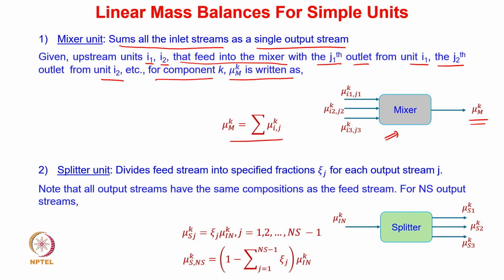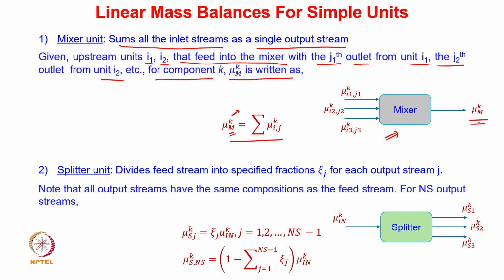So here you can see that this notation mu actually refers to the molar flow rate. Here superscript K represents the component K, whereas the subscript M actually represents the unit. So mu Km is nothing but the molar flow rate of the kth component coming out from the mixture. You can see that it is the summation of the molar flow rate of component K for J1 outlet and J2 outlet from the unit I1 and I2, which are the upstream units.